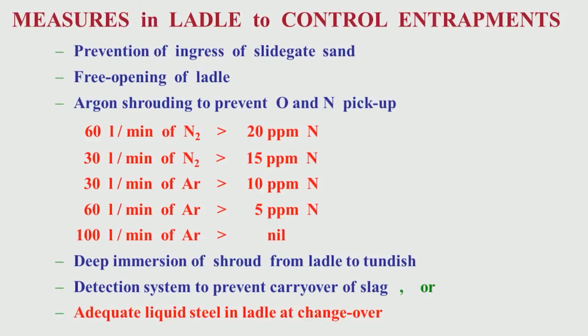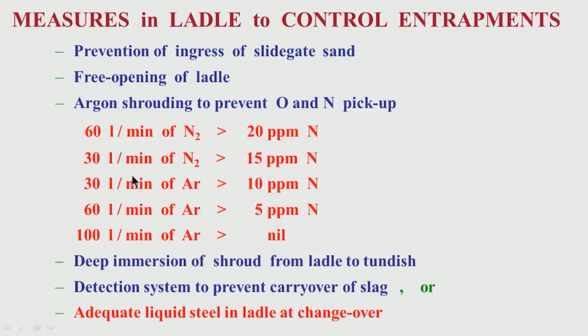There has been some experimentation for this. Argon shrouding is definitely useful compared to nitrogen shrouding. If you use nitrogen, what is going to happen? Say we are using 60 liters per minute of nitrogen. It has been found that there will be an increase of nitrogen pickup of more than 20 ppm. If you reduce the nitrogen flow to 30 liters per minute, even then there will be 15 ppm of nitrogen increase in liquid steel.